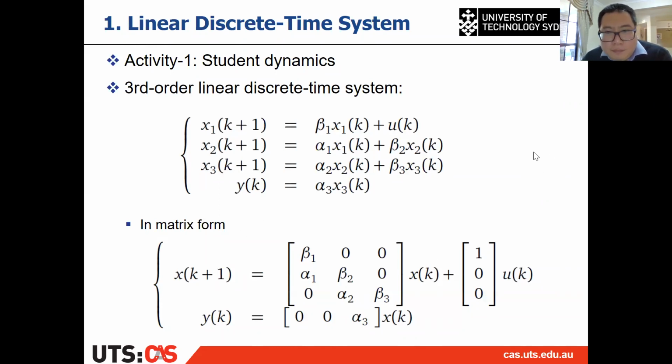So the number of students in year 1 in next year, there are two parts. One part is from the freshmen, which is the number of new students, which is u^k, right? And the other part is from the failed students from academic year 1 in last year. So there are two parts. So which is beta_1 times x_1^k plus u^k, which is equal to x_1^(k+1).